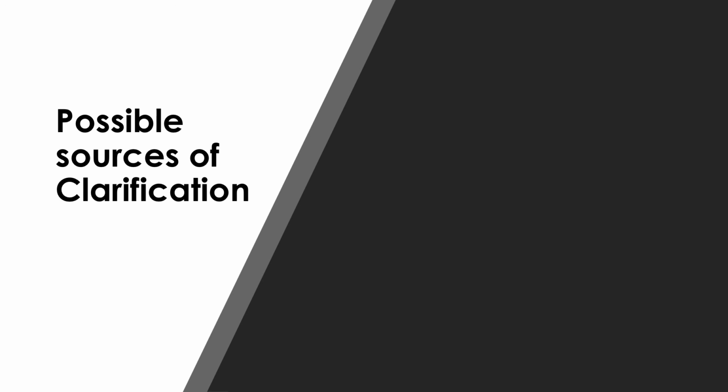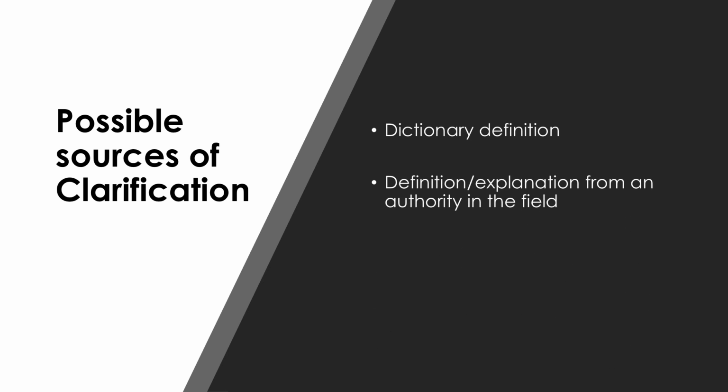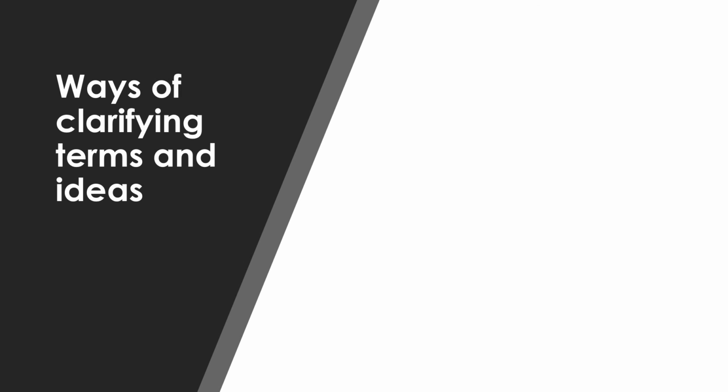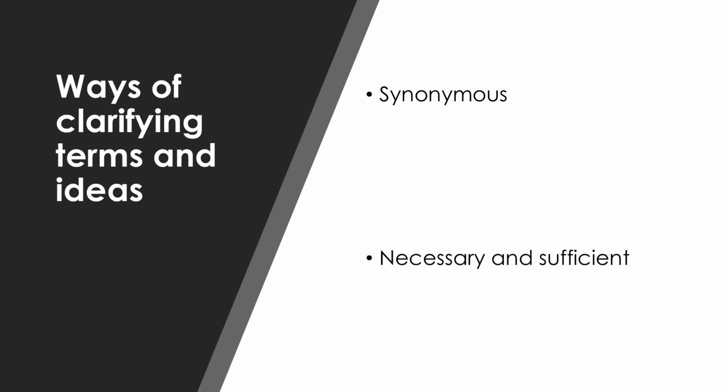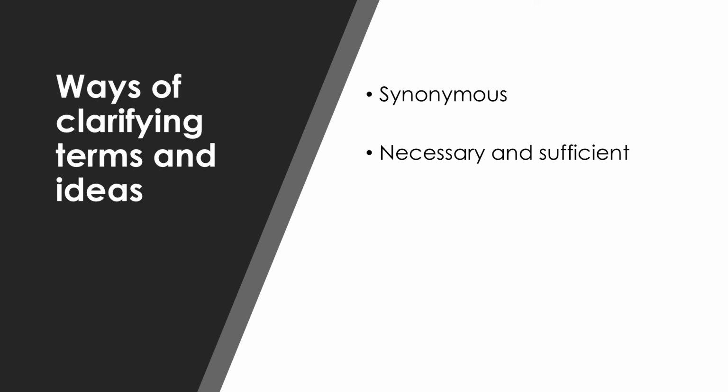There are 3 sources. A. Dictionary definition. B. Definition and explanation from an authority in the field. And C is stipulating meaning. The second point is about ways of clarifying terms and ideas. There are 5 ways. A. Giving a synonymous expression or paraphrase. B. Giving necessary or sufficient conditions. C. Giving clear examples. D. Drawing contrast. And the last one, explaining the history of an expression.